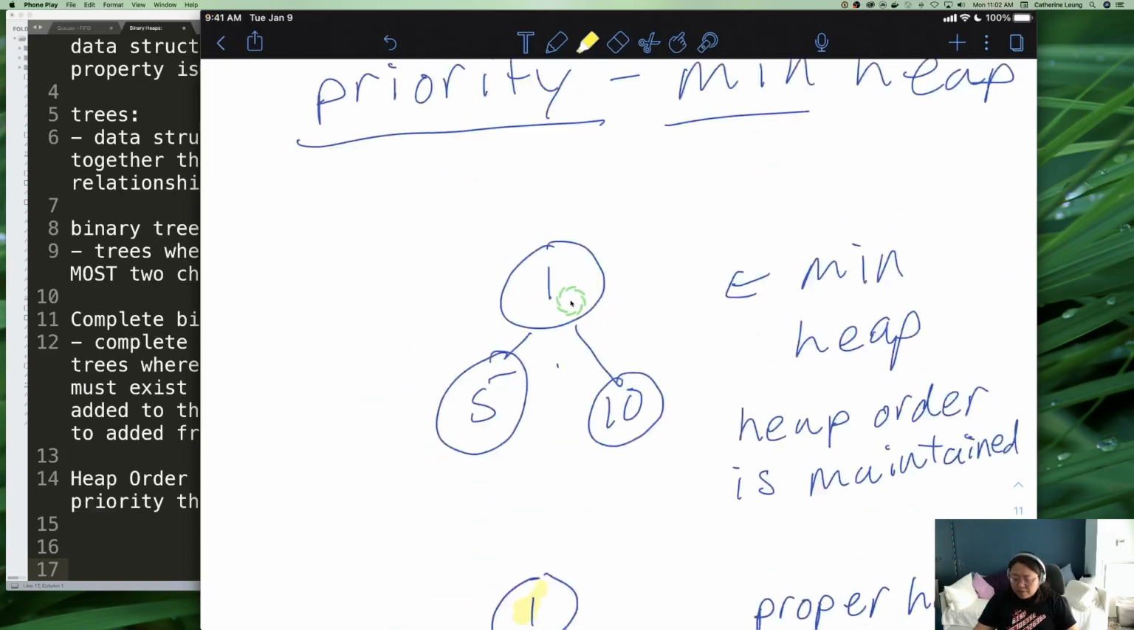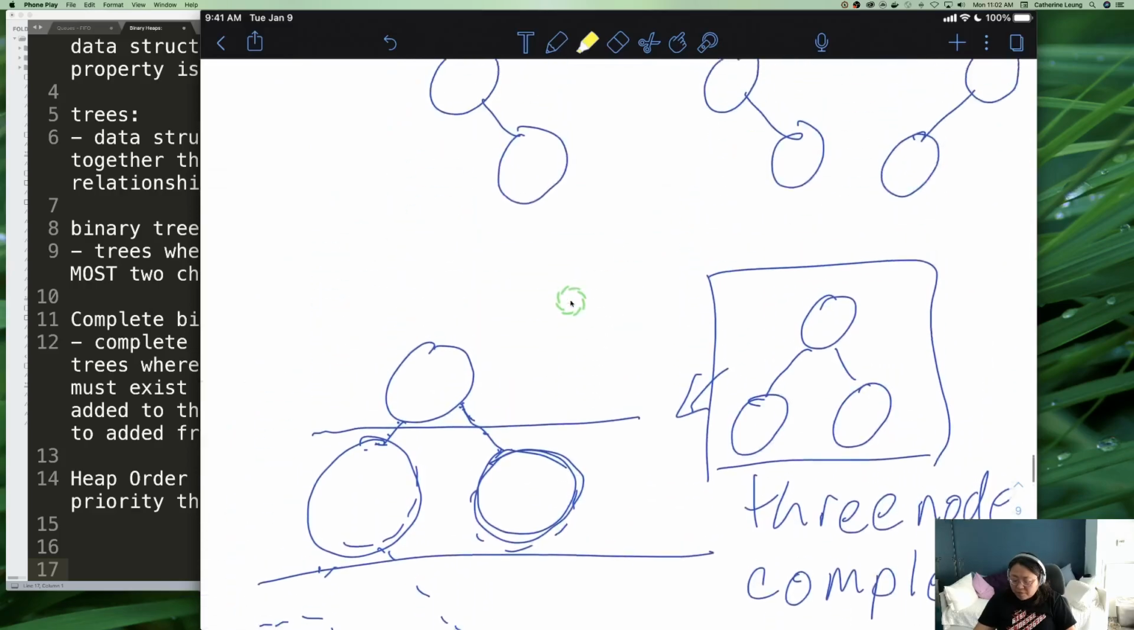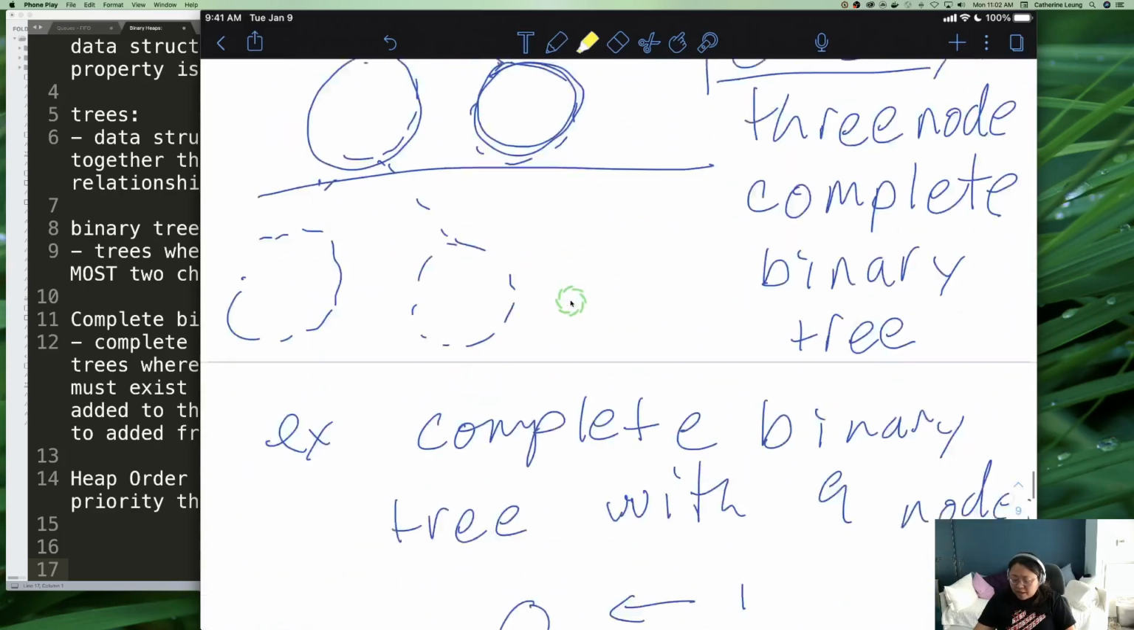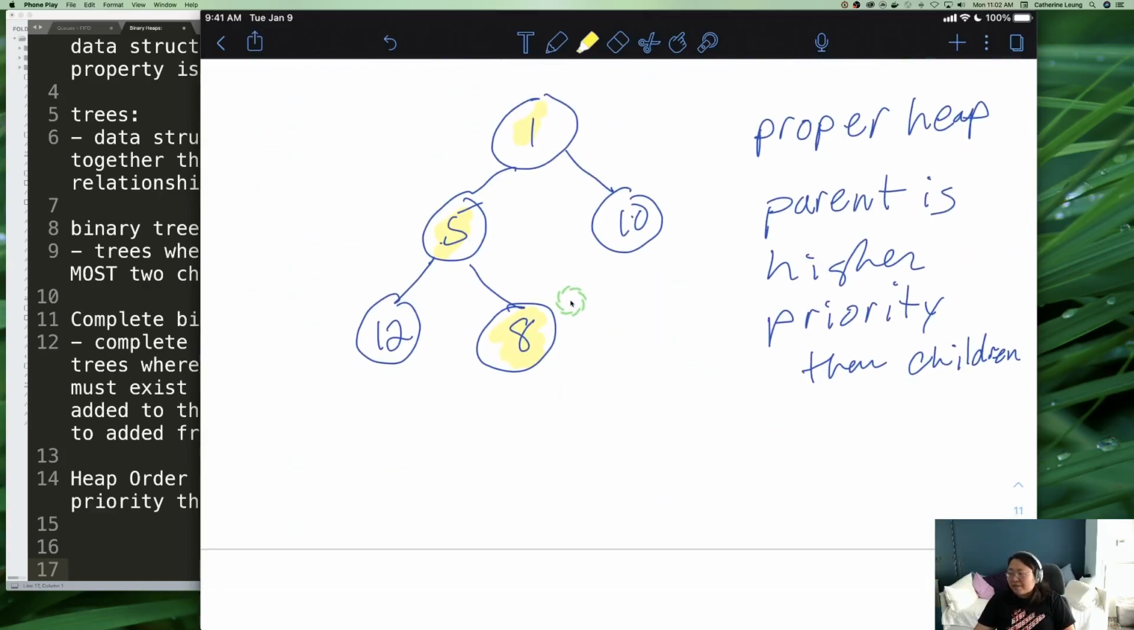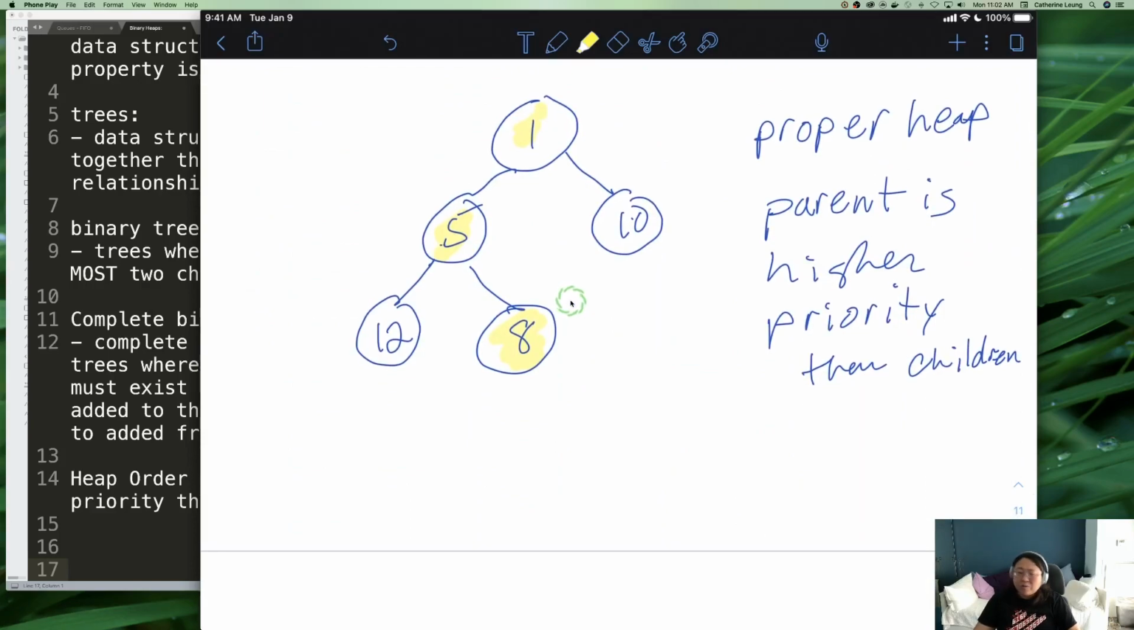So all you need to know about this from here is what a complete tree is and what heap order is, and that's it. Those are the most important things. In the next video, we'll talk about how we create these heaps, how we put things in, how we take things out, and then we'll talk about implementation after that.